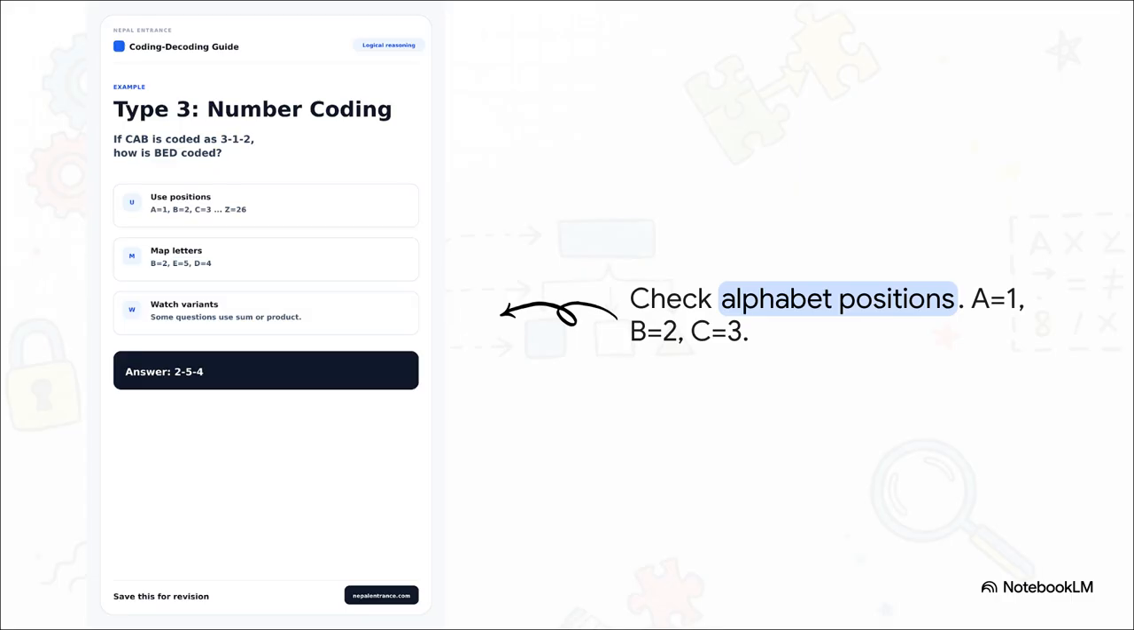The rule here relies on those alphabet positions. A is 1, B is 2, C is 3, all the way up to Z, which is 26. So CAB is coded as 312. Why? Because C is the third letter, A is the first, and B is the second.